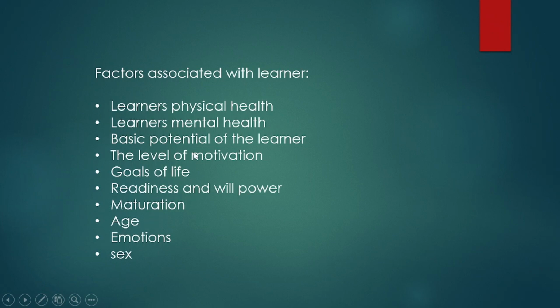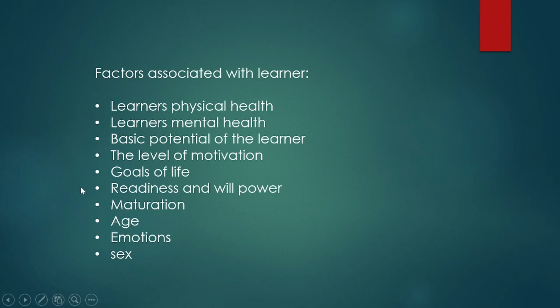First of all, the learner's physical health. For example, if the learner has malnutrition, loss of sleep or fatigue, these are all physical handicaps. Thus, it affects the learning process. Then the learner's mental health. If the person has mental illness, some experiments show that the learner's mental health will be affected by fears, worries, daydreams, and feelings of loneliness, which affect learning.